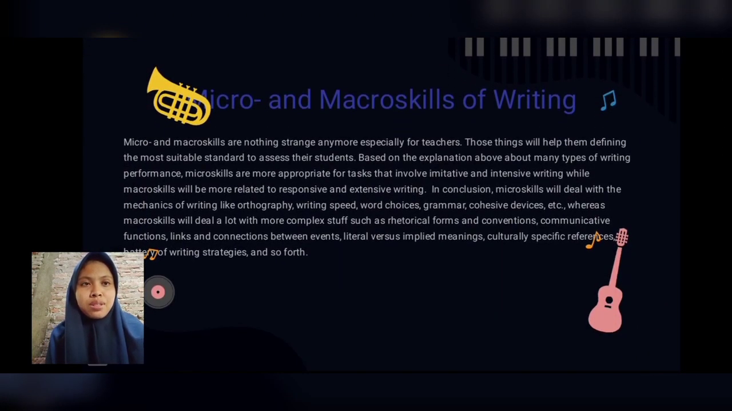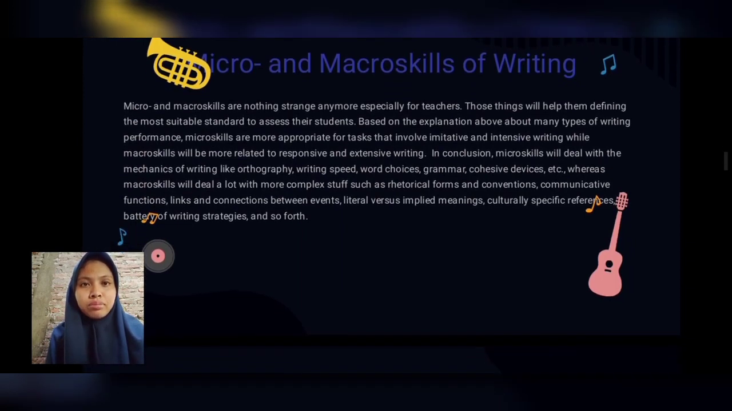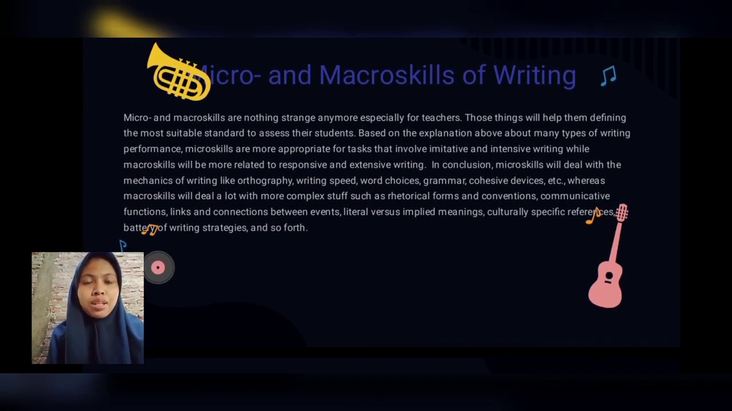Micro and macro skills of writing. Micro and macro skills are nothing strange anymore, especially for teachers. Those things will help them define the most suitable standard to assess their students. Based on the explanation about many types of writing performance, micro skills are more appropriate for texts that involve imitative and intensive writing, while macro skills are more related to responsive and extensive writing.